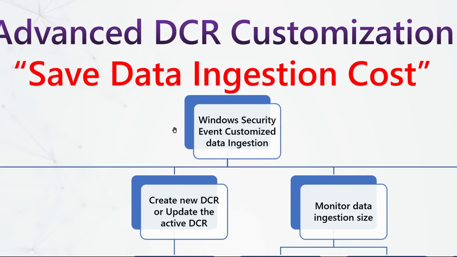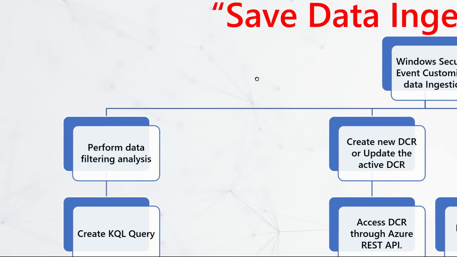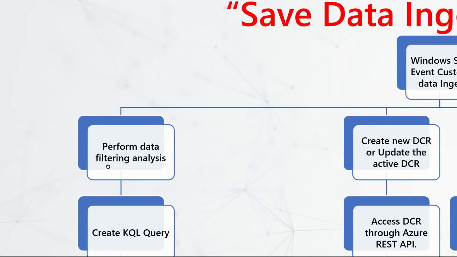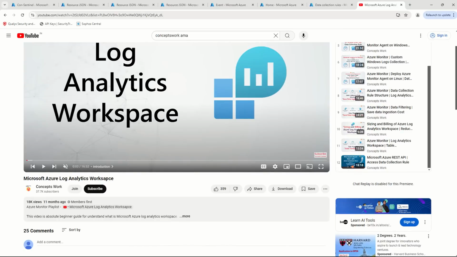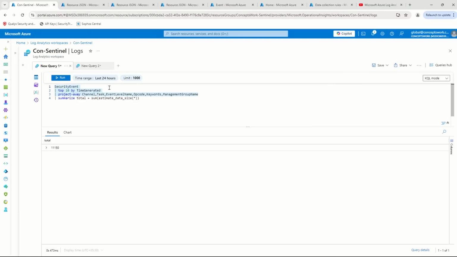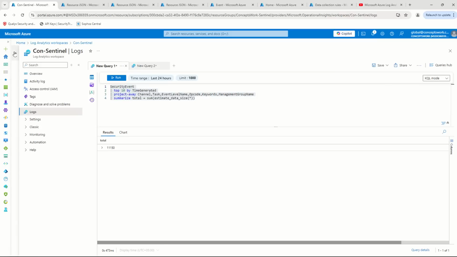So we are going to talk about Windows Security Event Customized Data Ingestion, where what I'm going to achieve is to remove certain columns from getting ingested so that the overall billable size can be reduced. Okay, so the very first process is performing data filtering analysis. For that, I'll come back to my browser and go to my workspace, which is as of now receiving the data from my machine.